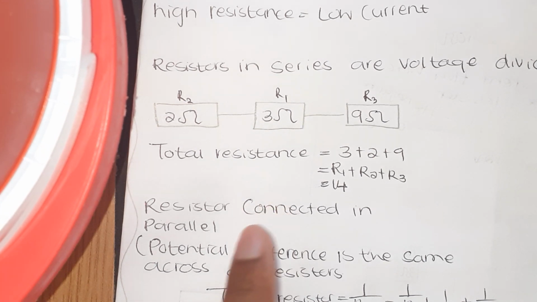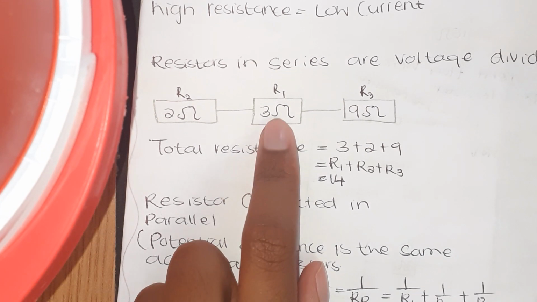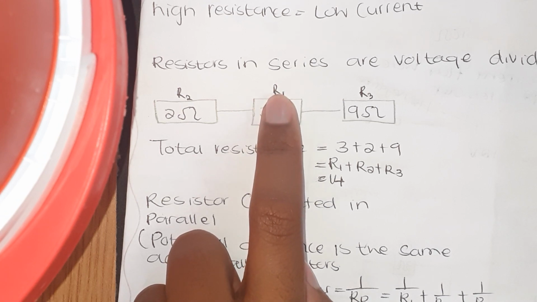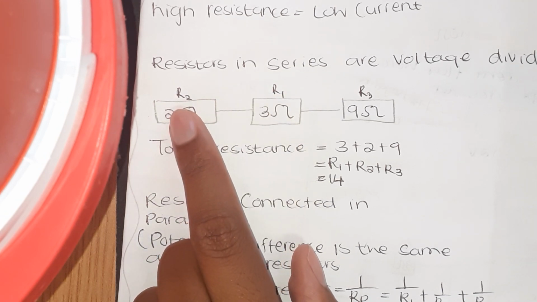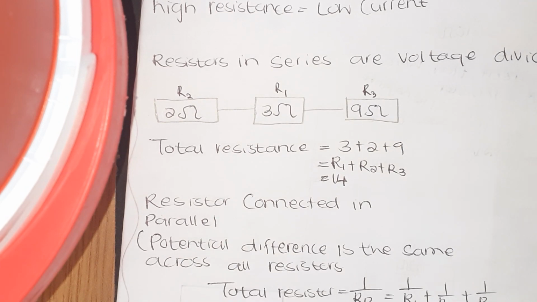So meaning that if any resistor is broken, if this one is broken, or a fault occurs, or if this one is broken, the entire circuit will be turned off.